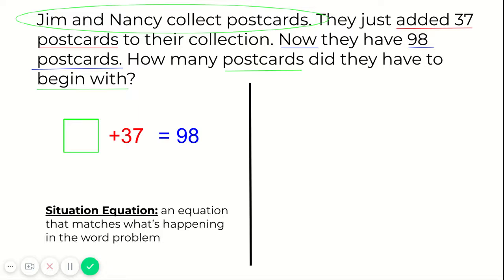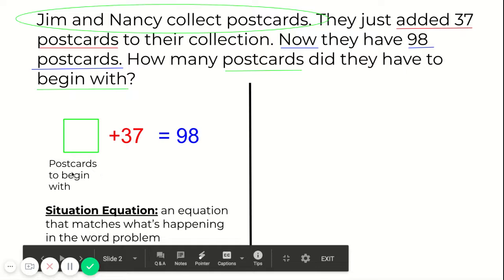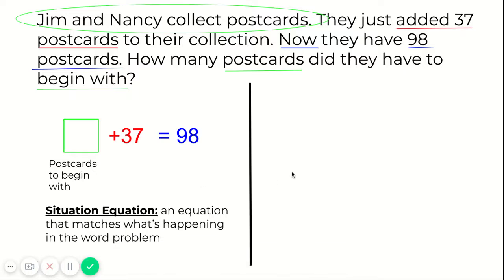Let's reread the problem to double check our situation equation. The problem says that Jim and Nancy collect postcards, and we also know that we are solving for how many they had to begin with. So my first thing in my equation is postcards to begin with, the thing that we don't know. Then 37 postcards are added to the collection, and now there are 98 postcards. So the equation we wrote does match what's happening in the word problem.